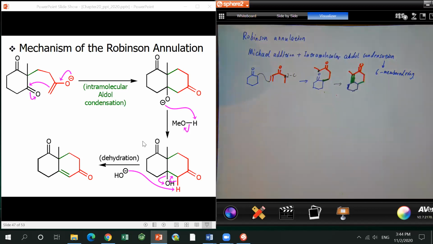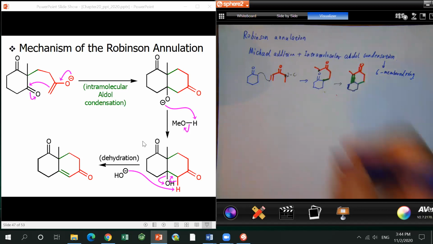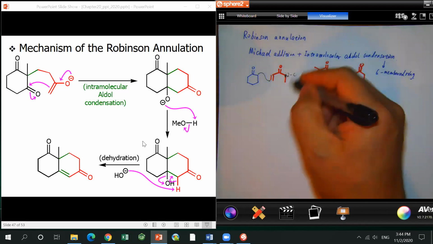For the Robinson annulation case, as long as you keep in mind the first step, the Michael addition, and then followed by the aldol condensation, the case should be easier, okay. And also one thing you can keep in mind is to count carbon numbers, okay. So count the carbon number. For example, here, most important, you count the carbon number from this molecule, okay.